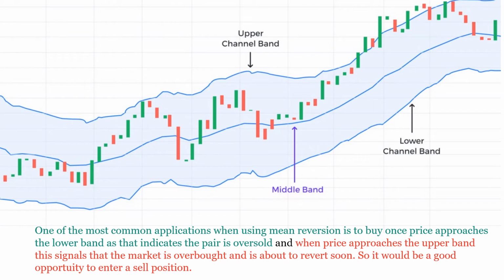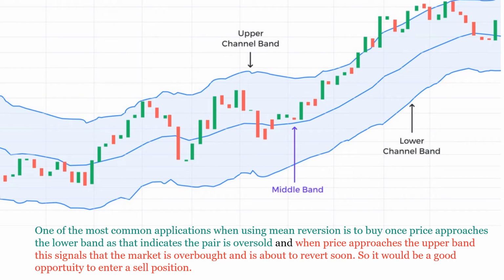Let's look at the first type of strategy, a mean reversion strategy. Mean reversion is the tendency to revert to the mean, or the middle, once price has moved excessively or too quickly in one direction. The channel top typically holds a dynamic resistance, while the channel bottom serves as a dynamic support.